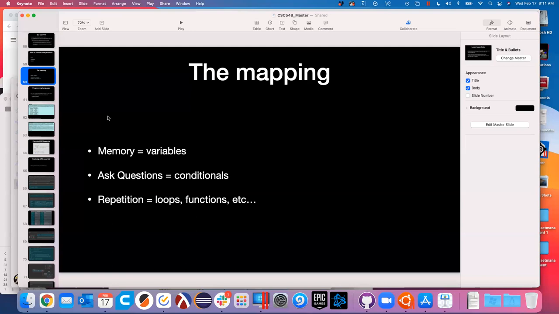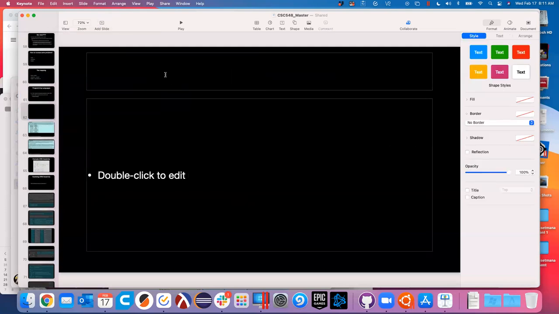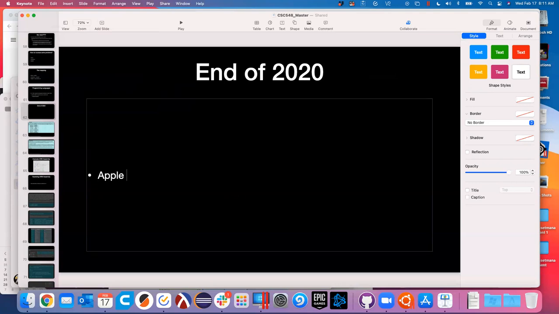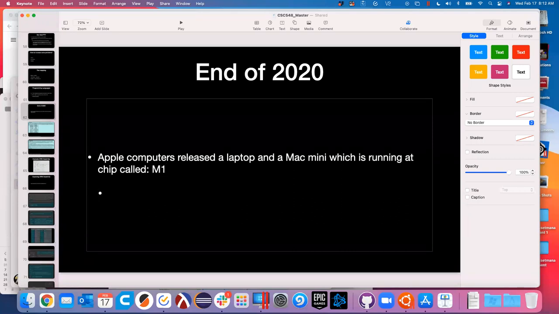Even more interesting, I guess, is recently Apple. So this is the end of 2020. Apple computers released a laptop and a Mac Mini, which is running a chip called M1. All right. Anybody know anything about this M1 chip?